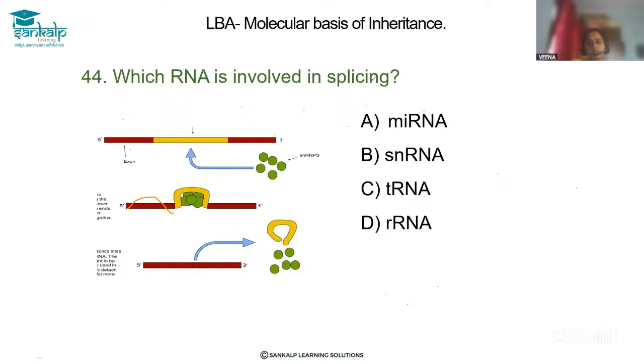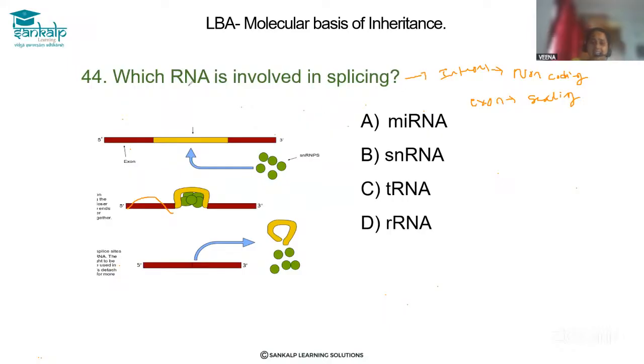Which RNA is involved in splicing? So what do you mean by splicing, dear student? It means removing the introns, that is, the non-coding sequences or non-coding regions, and joining the exons. That is called the splicing mechanism.